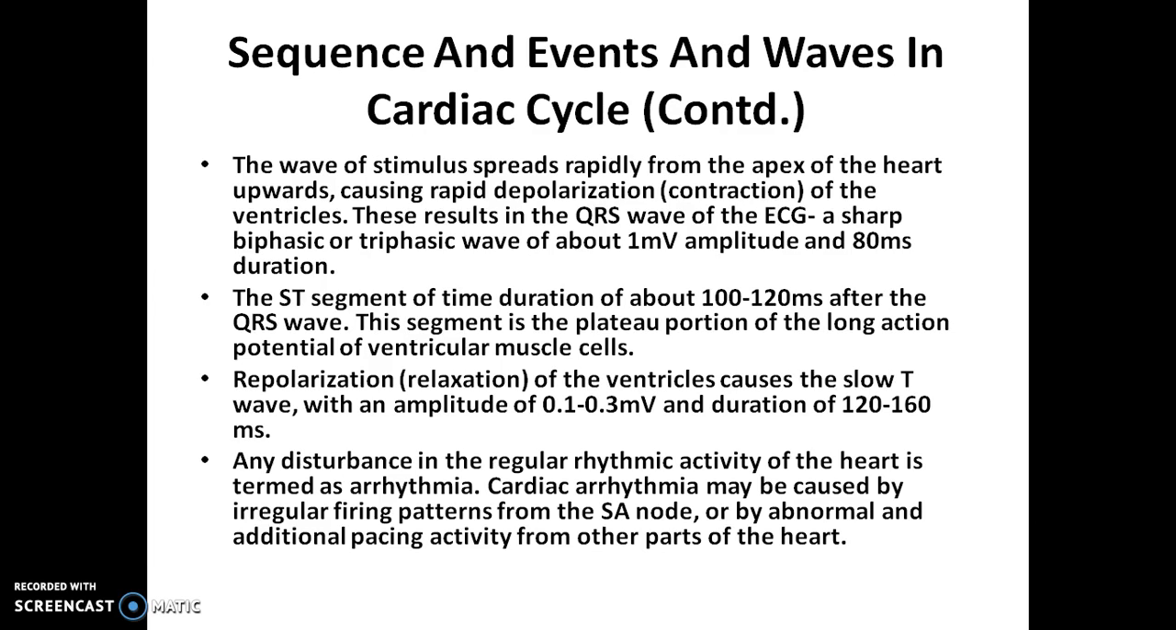That produces a T wave, with an amplitude of 0.1 to 0.3 millivolt and a duration of 120 to 160 milliseconds. And if there is any disturbance in the regular rhythmic activity of the heart, then it is termed an arrhythmia. So if the heart is not beating properly, if there is any problem in this cardiac cycle, then that is termed an arrhythmia. A cardiac arrhythmia may be caused by irregular firing patterns from the SA node, or by abnormal and additional pacing activity from other parts of the heart.